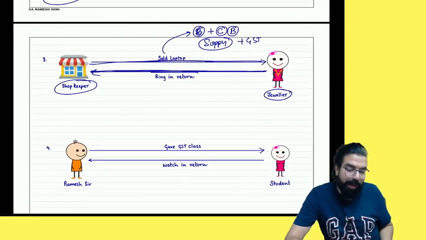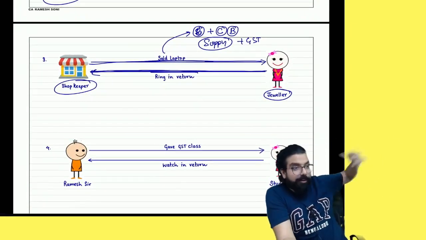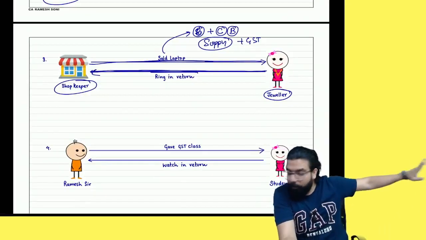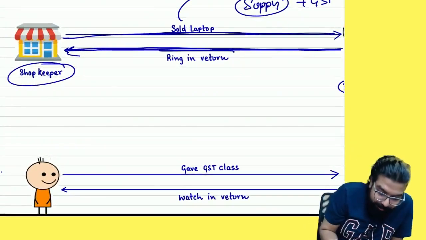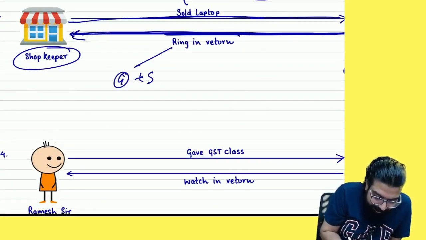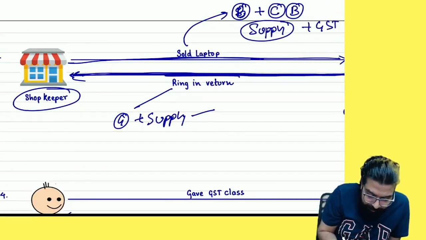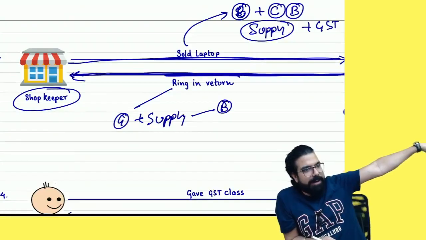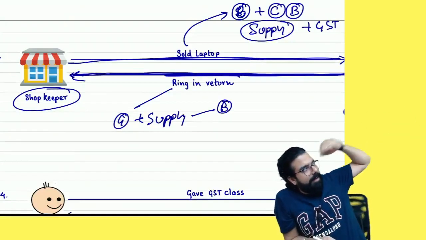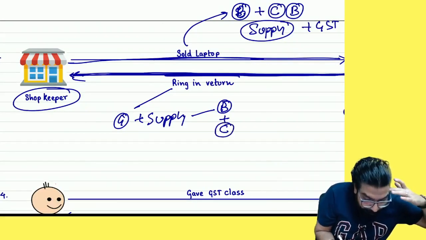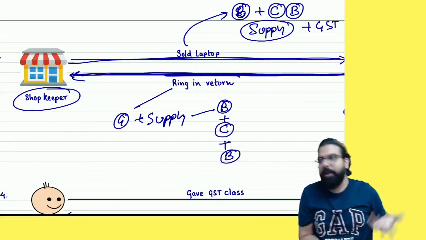Okay, we'll talk from the jeweler's point of view. Let's talk from the other point of view also. The jeweler gave a ring. Is the ring goods? Is it supply? Is it barter? From his point of view also, it's a barter. Is he getting something in return? What is the consideration? Laptop. Is it his business? Yes.